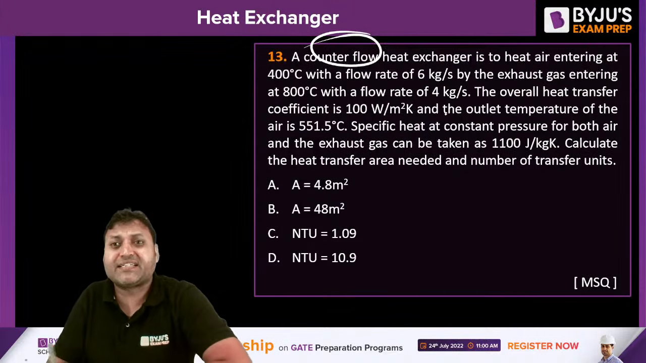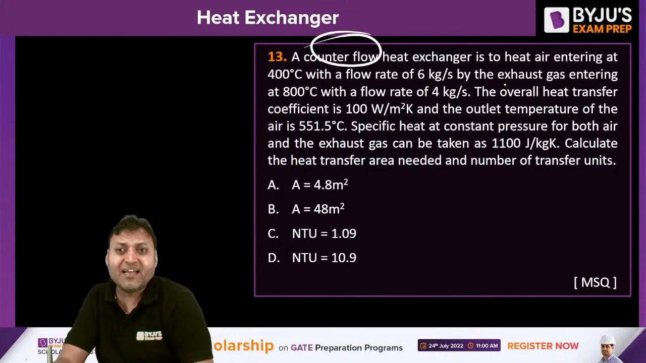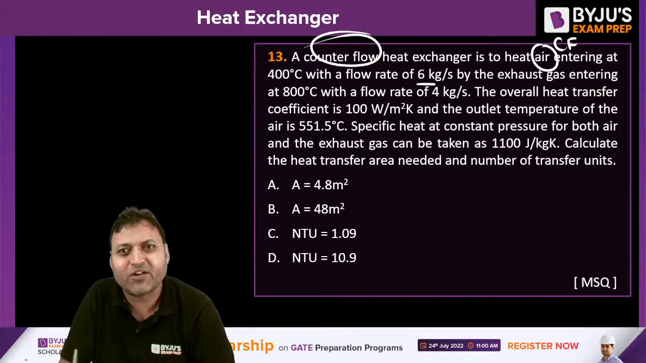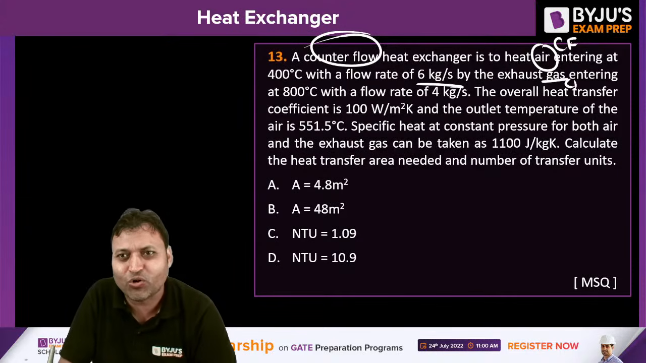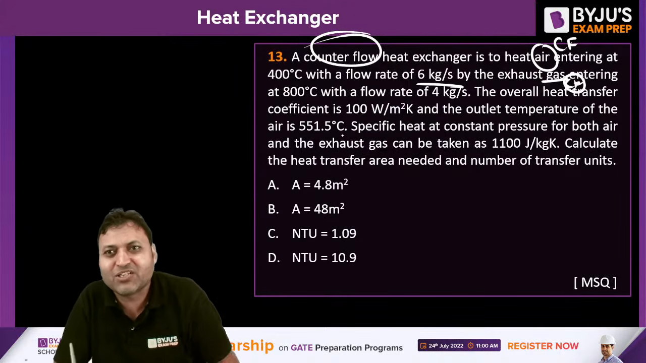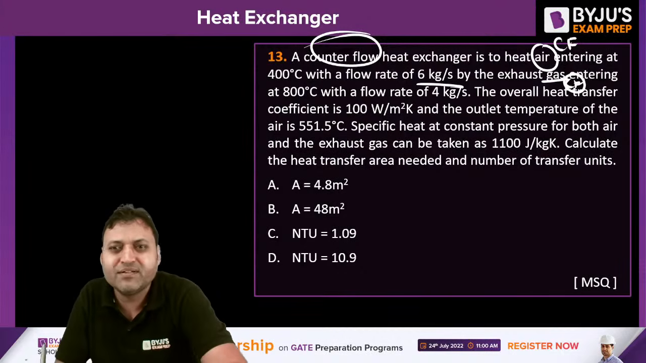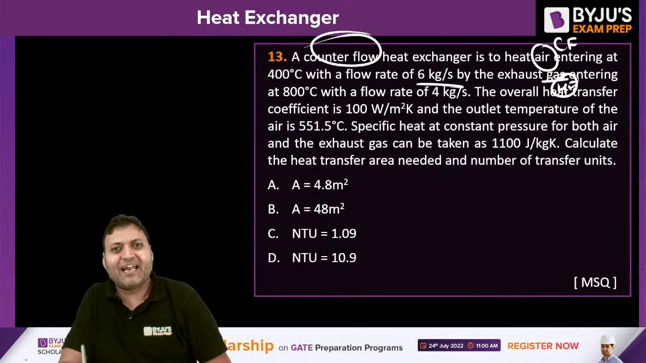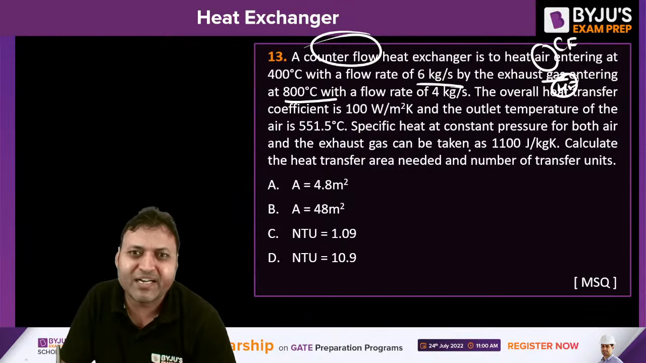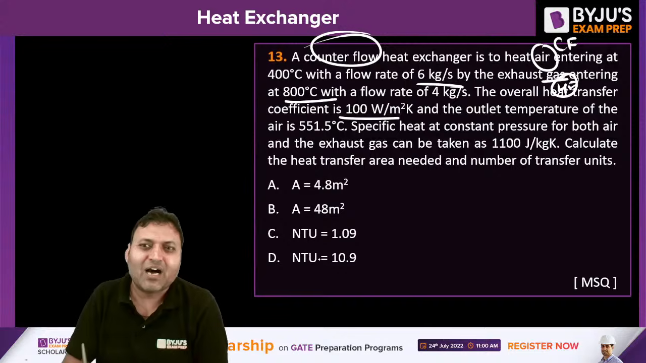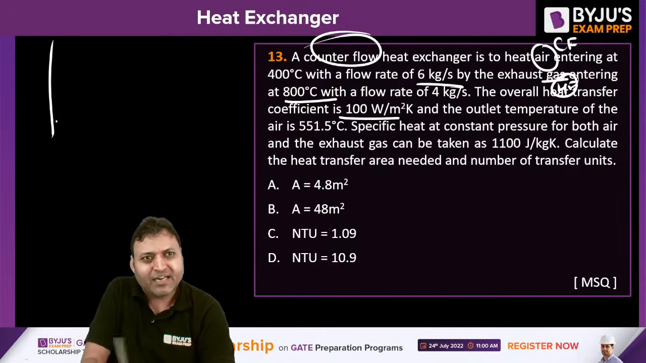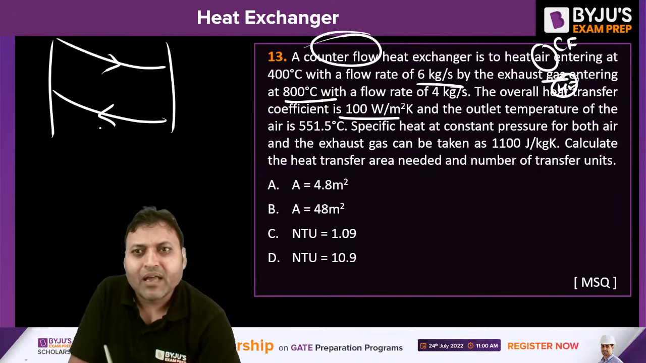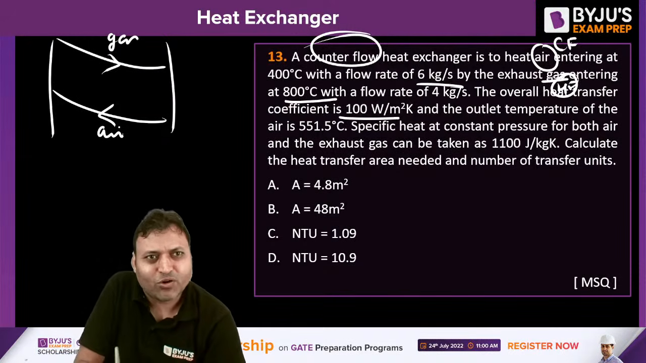A counterflow heat exchanger is used to heat air, which is entering at 400 with a flow rate of 6 kg per second, by the exhaust gas. Air is the cold fluid and exhaust gas is the hot fluid. You should understand which is the hot fluid and which is the cold fluid. The exhaust gas is entering at 800 with the given flow rate. The overall heat transfer coefficient is 100, and the outlet temperature of the air is given. It is a counterflow heat exchanger, so we draw the temperature profile like this. Air is the cold fluid and gas is the hot fluid.